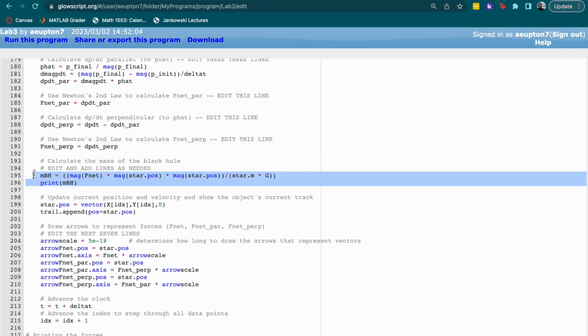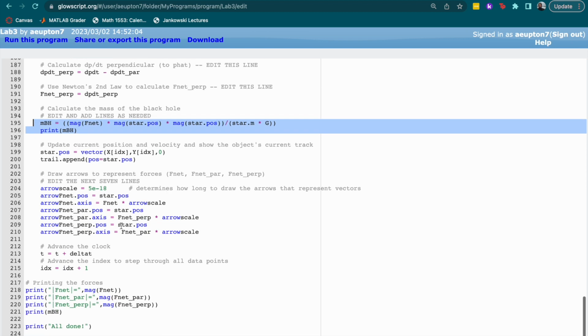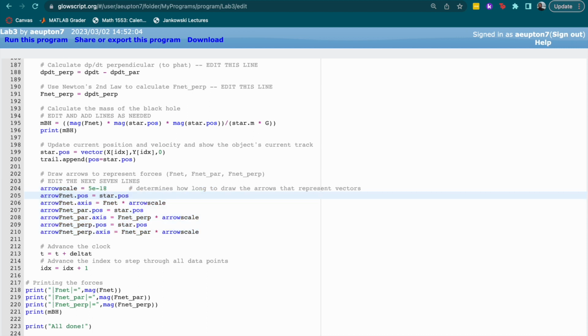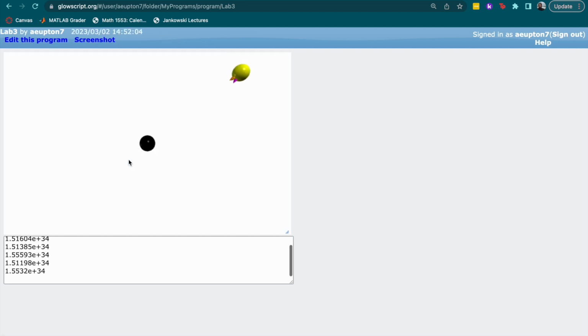And then to calculate the mass of the black hole, I just use Newton's gravitational equation of G times mass times big mass over R squared. And then down here, I have all of the vectors that show the forces, and they're pretty self-explanatory. It says what each of them are in the name. And then when you run the program, this is what it looks like. So you see the sun orbiting the black hole with the arrows pointing.